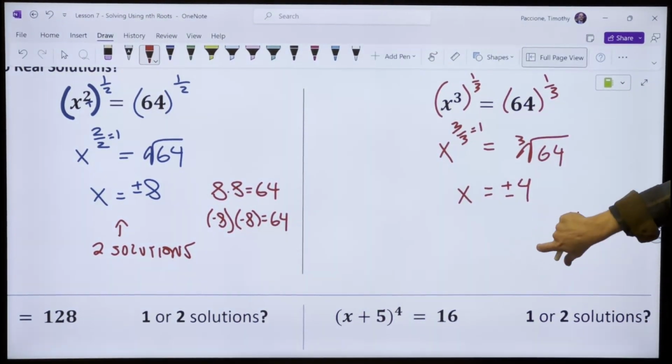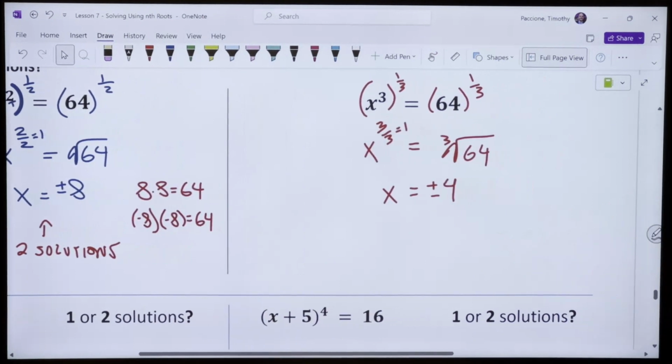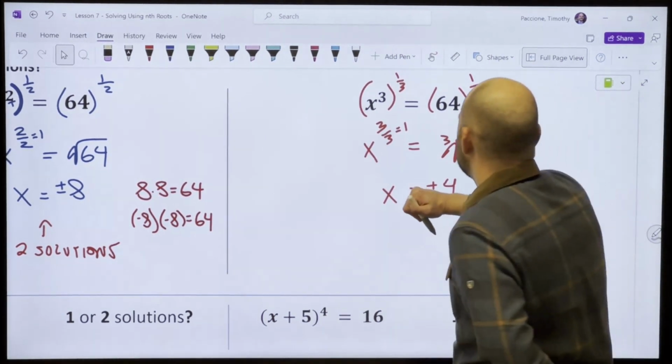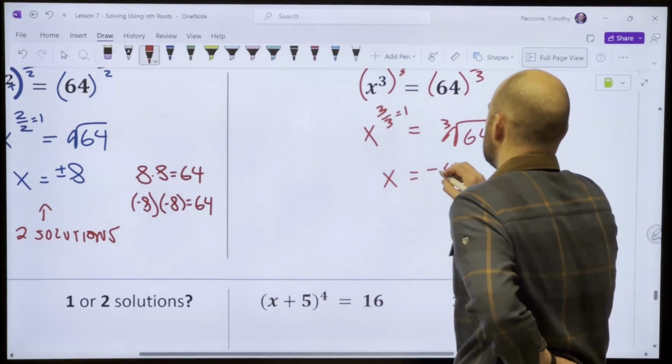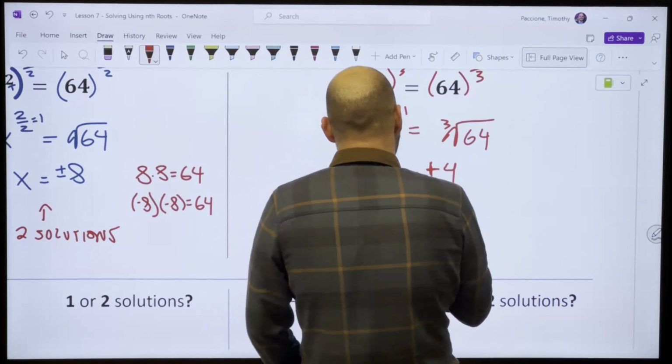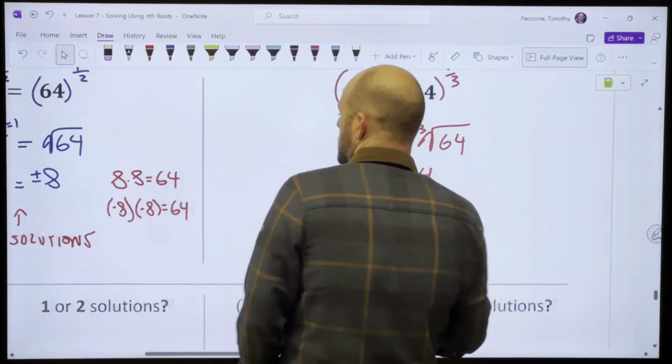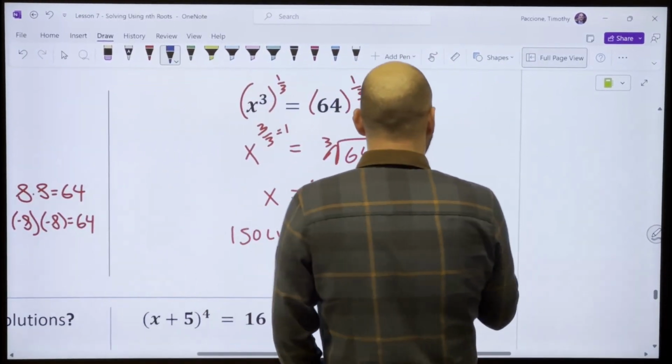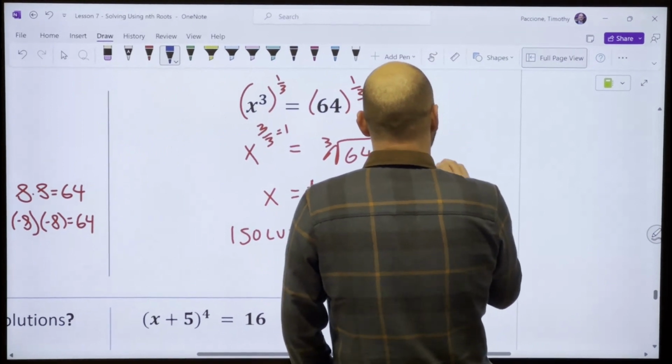Well, how did we prove that the 2 solutions that we had before were true? It's only positive 4, because if it was negative 4... Get your erasers out. Why? It's got one solution. Remember, think about what a solution is. Yep, go ahead. Because if you were to multiply negative 4 3 times, you'd end up with negative 64.